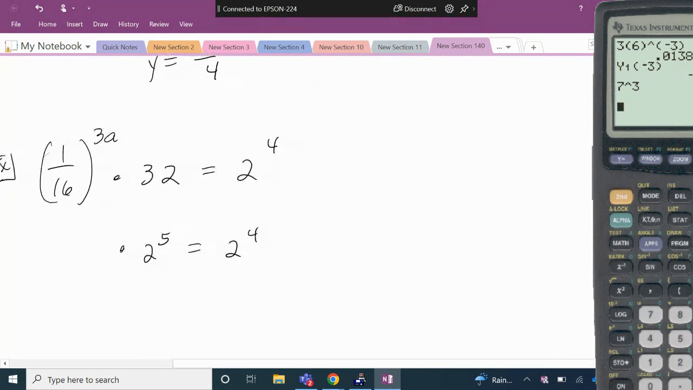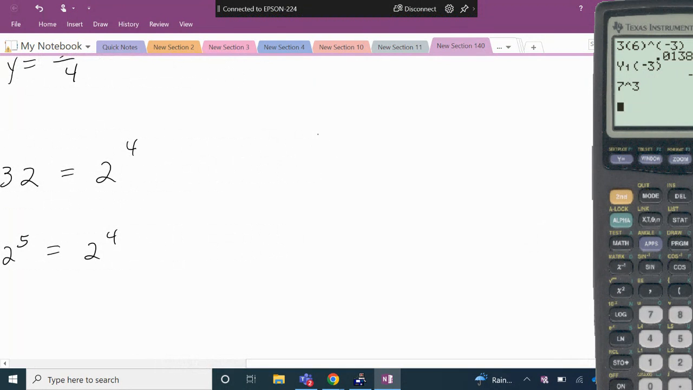So we're going to use that negative exponent rule. So I'm going to do that on the side. A to the negative n is equal to 1 divided by a to the positive n power. And then this is vice versa.